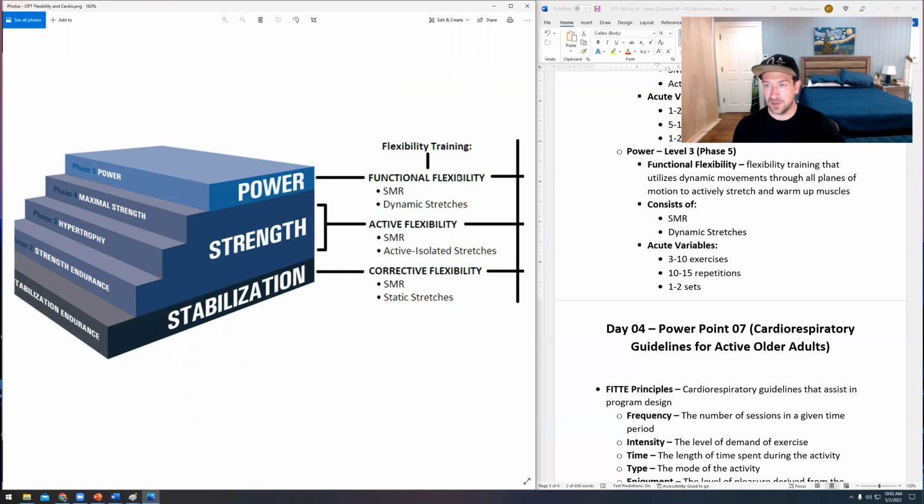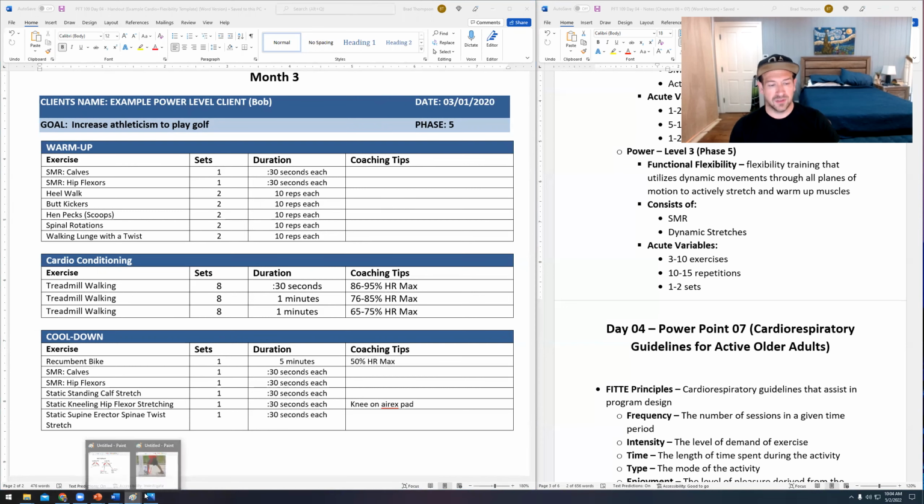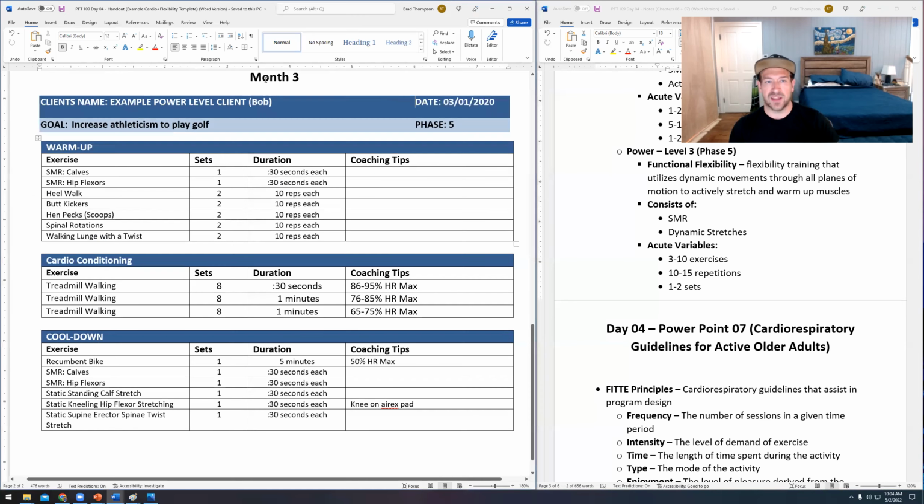So our functional flexibility tool bag: our dynamic stretches like we saw in the video, and a little bit of foam rolling first. So an example program for Bob. Now I will say I kind of goofed this up in the past. I actually remember this. I need to change it to month 5. So let's say Bob skips some phases here. Bob's going to go up the staircase like this. He's going to go step 1, step 2. He's going to skip 3 and 4. He's going to go straight to 5. That's why this says month 3 and it says March 1st, right? But he's in phase 5 here, okay?